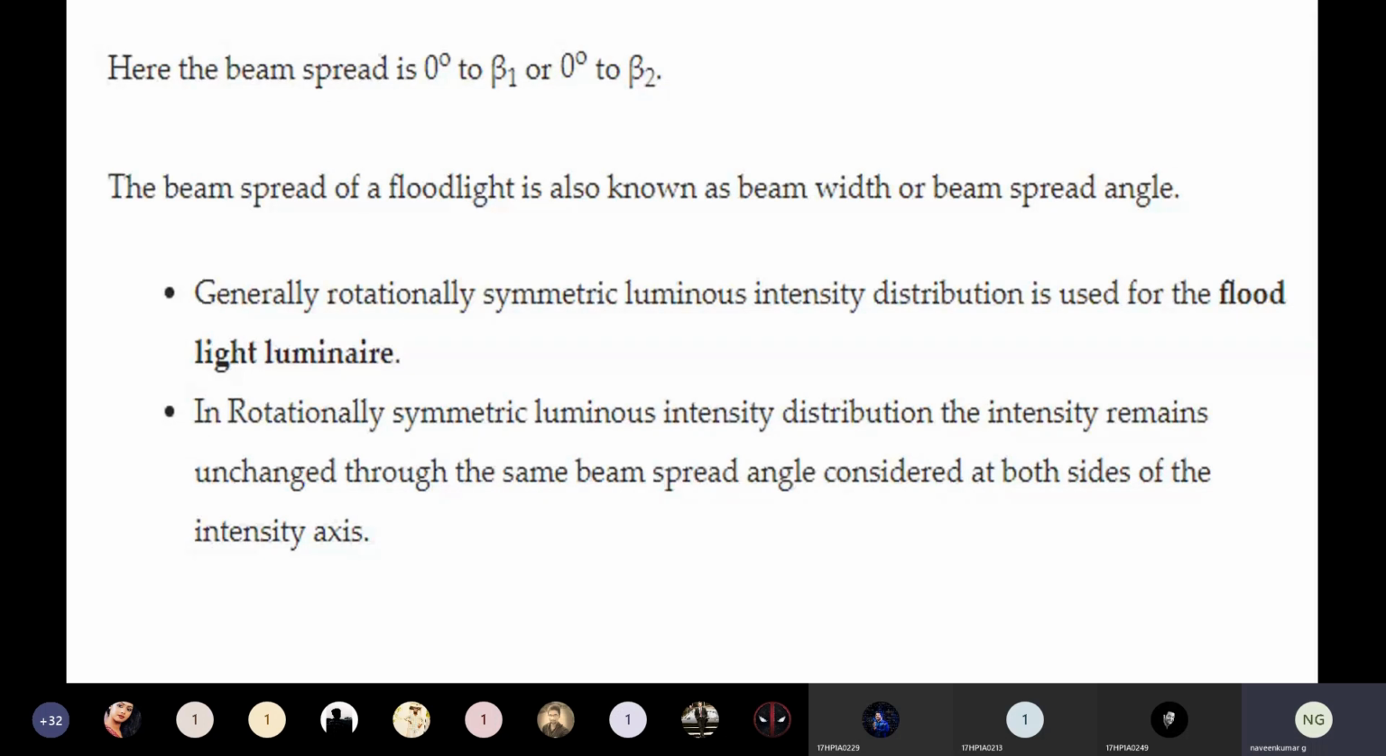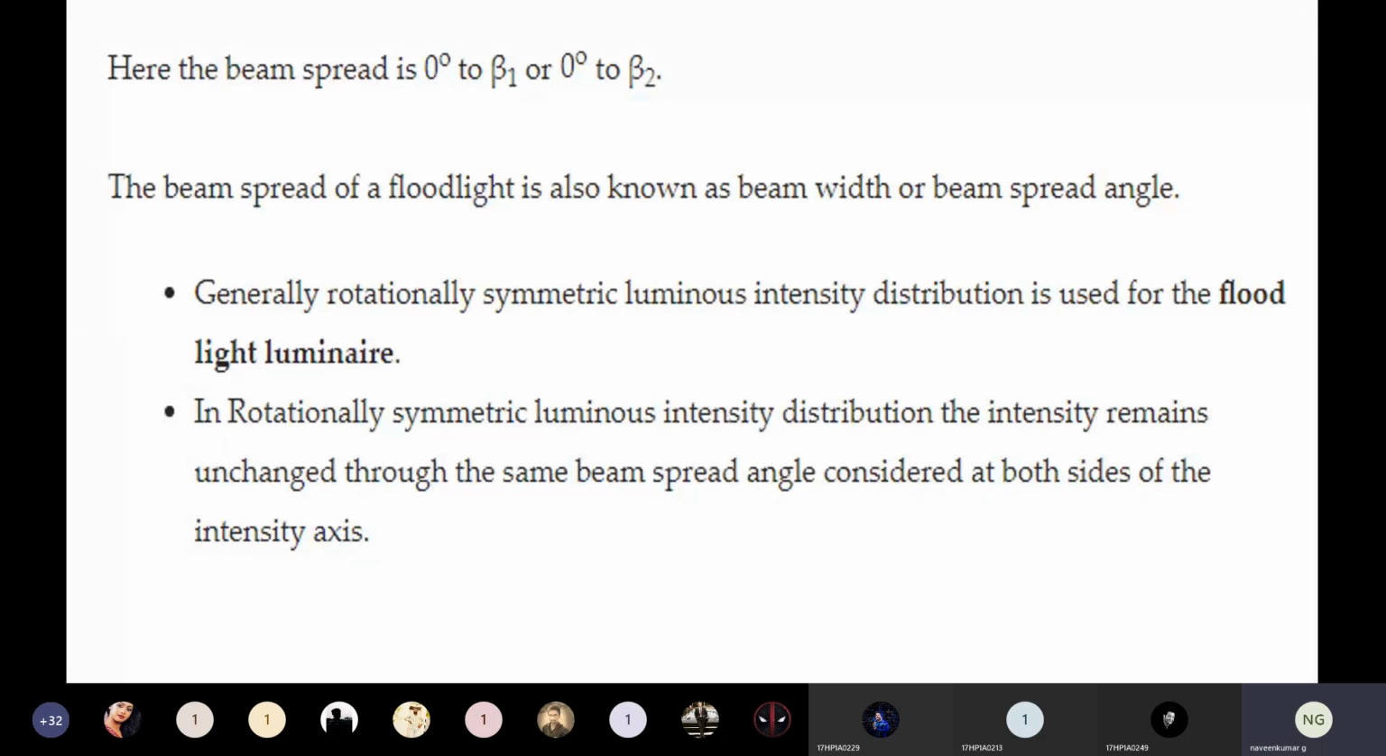Generally, a rotationally symmetric luminous intensity distribution is used for a floodlight luminaire. So we'll understand different types of symmetric luminous intensity distributions: rotational, semi-rotational, halfway. There are four kinds of these that we are going to see next. Now in a rotationally symmetric luminous intensity distribution, the intensity remains unchanged through the same beam spread angle considered on both sides of your intensity axis.